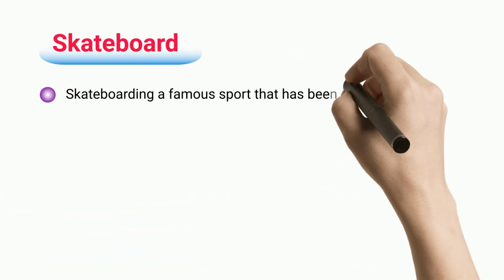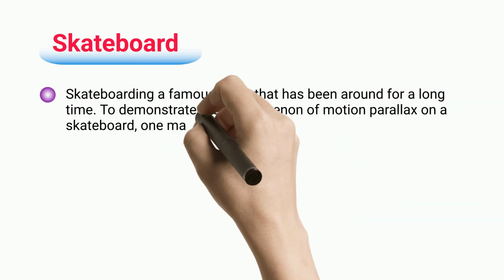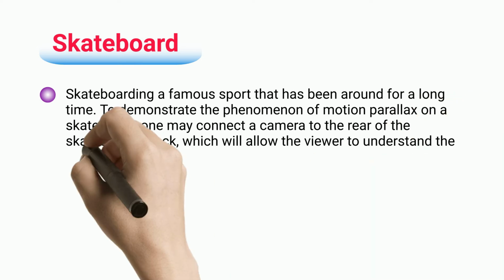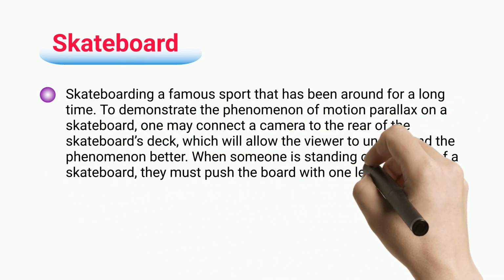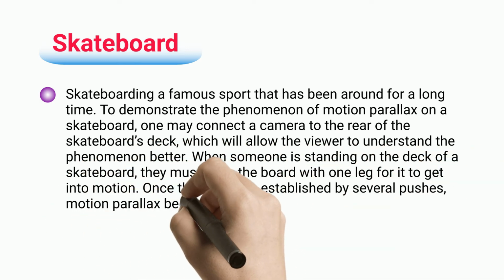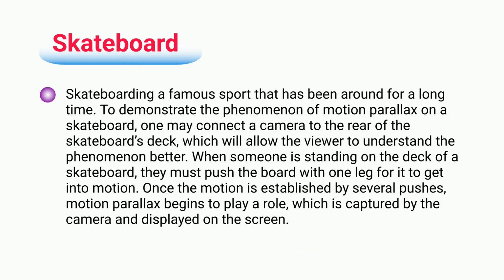Skateboard. Skateboarding, a famous sport that has been around for a long time. To demonstrate the phenomenon of motion parallax on a skateboard, one may connect a camera to the rear of the skateboard's deck, which will allow the viewer to understand the phenomenon better. When someone is standing on the deck of a skateboard, they must push the board with one leg for it to get into motion. Once the motion is established by several pushes, motion parallax begins to play a role, which is captured by the camera and displayed on the screen.